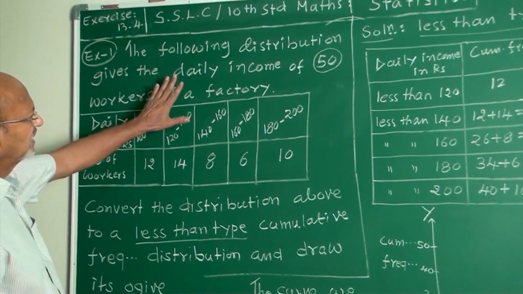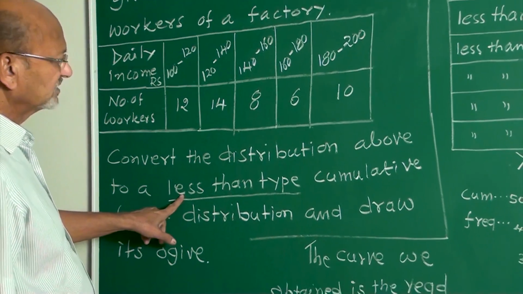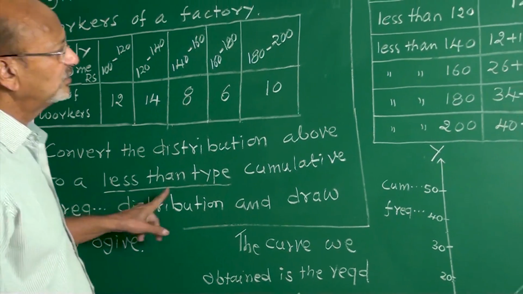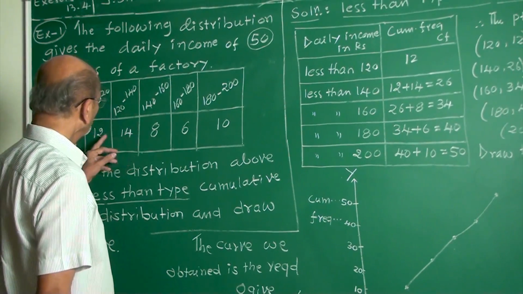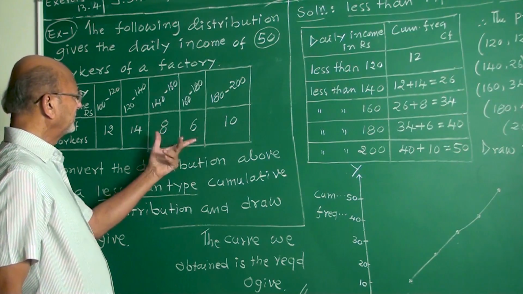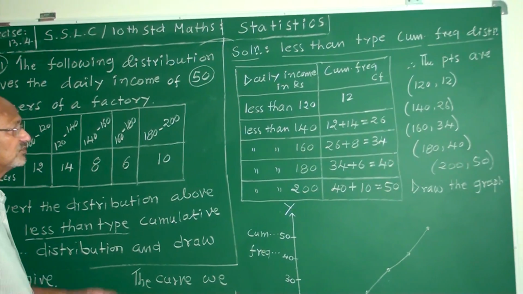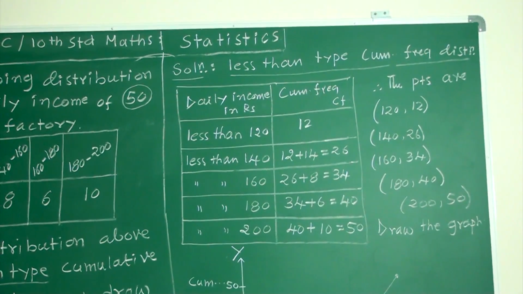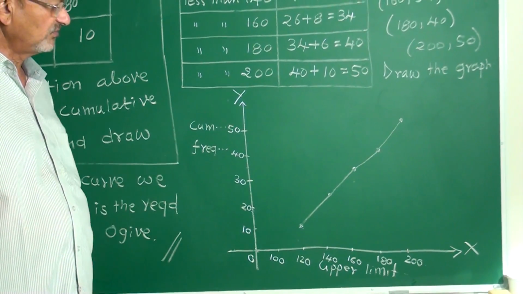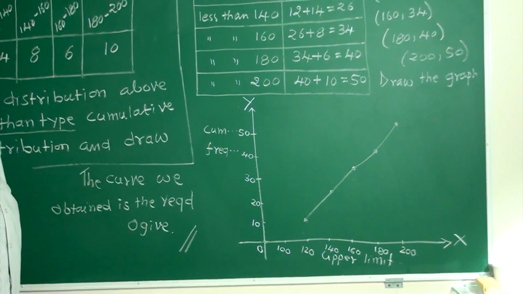I will explain once again. This is the given data. You wanted to convert this distribution into less than type cumulative frequency. Less than type means you have to add 14 to the previous, add 8 to the previous, add 6, add 10, to get the cumulative frequency. After writing the cumulative frequency, you have to write the points. After writing the points, draw the graph. This graph will be nothing but the required Ogive.